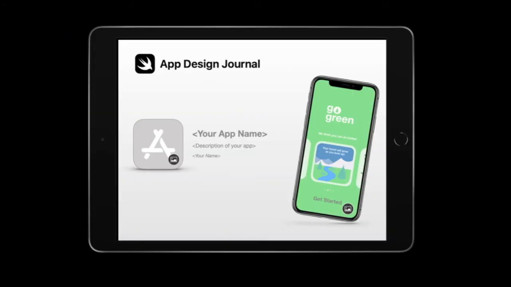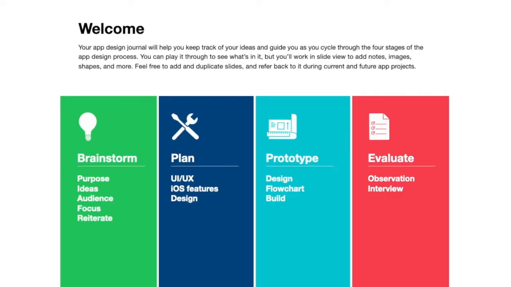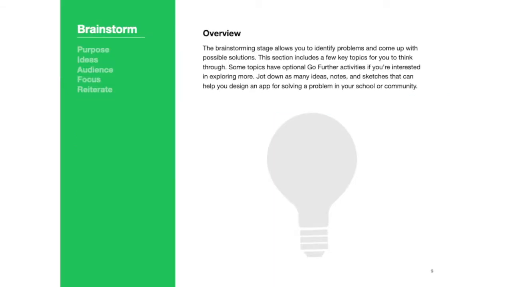After they identify their challenge, they will use an app design journal created by Apple to guide their work. We will identify the problem they wish to investigate, begin to form possible solutions, and make a plan for the project. Here's a brief overview of the app design journal. The project progression is divided into 4 sections. First, students think about the purpose of the app, their ideas, targeted audience, and focus.